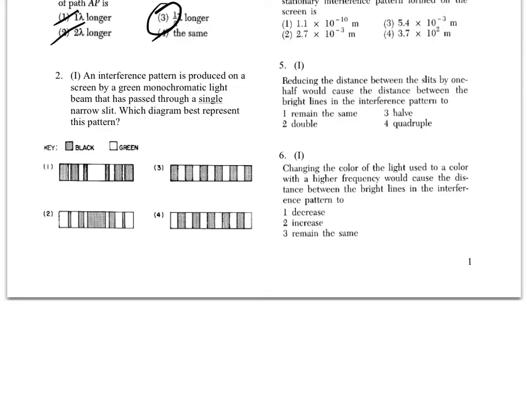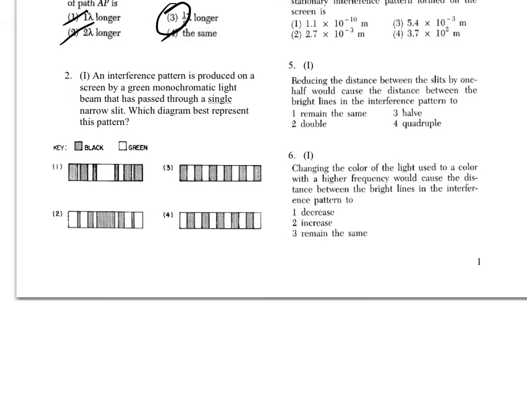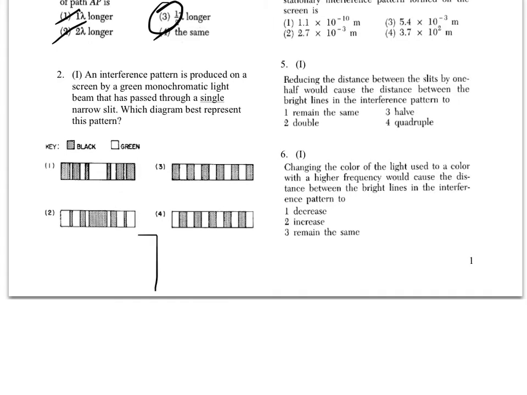An interference pattern is produced on a screen by a monochromatic light beam that has passed through a single narrow slit. Now this is not something we talked a lot about. Which diagram best represents the pattern? Now you just need to think about, if I took a flashlight and shined it through something that has one hole in it, you would expect to get a bright spot on the wall, right where that hole is. And then because light is a wave, if the hole were small enough, we would still get that diffraction pattern. But the point is that when you shine a light on a single slit, you get a big bright spot in the middle, as in case 1.